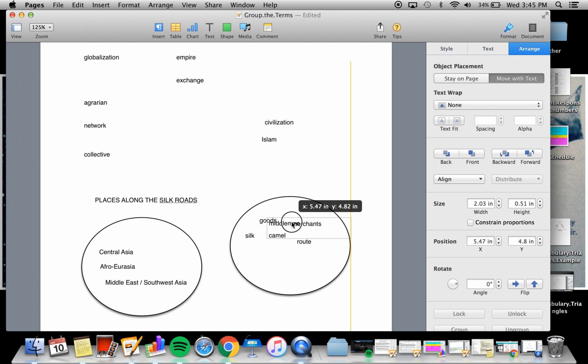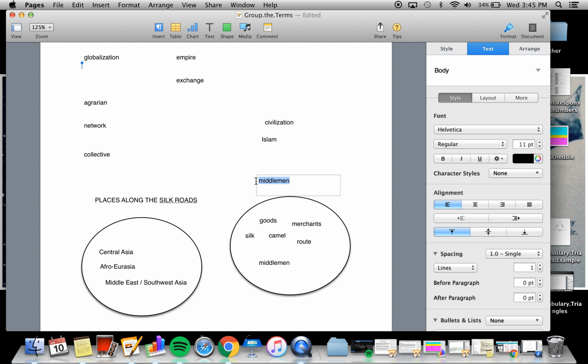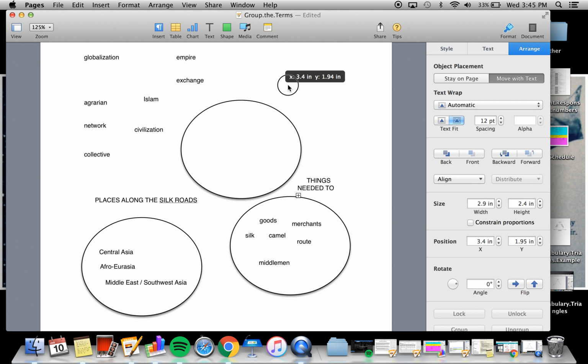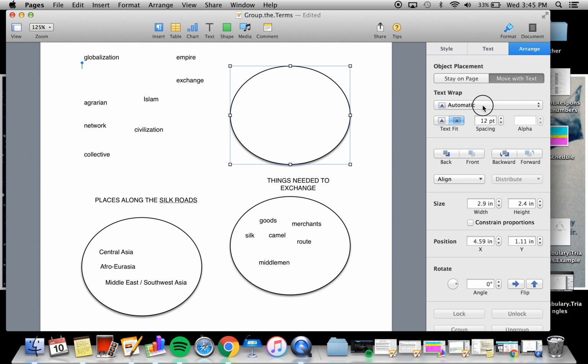So I'm going to put middlemen here. And I'm going to label that things needed to exchange. Cool. Okay. I have a couple words left, so I need to figure out how to group those together. Ooh. There we go.